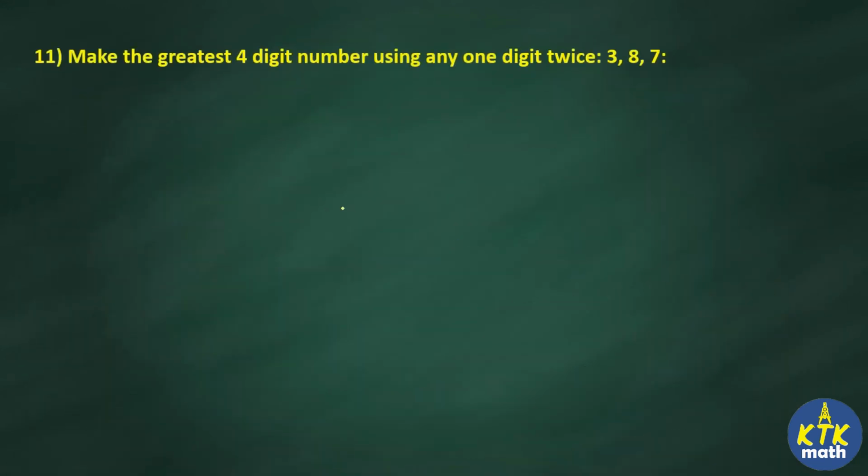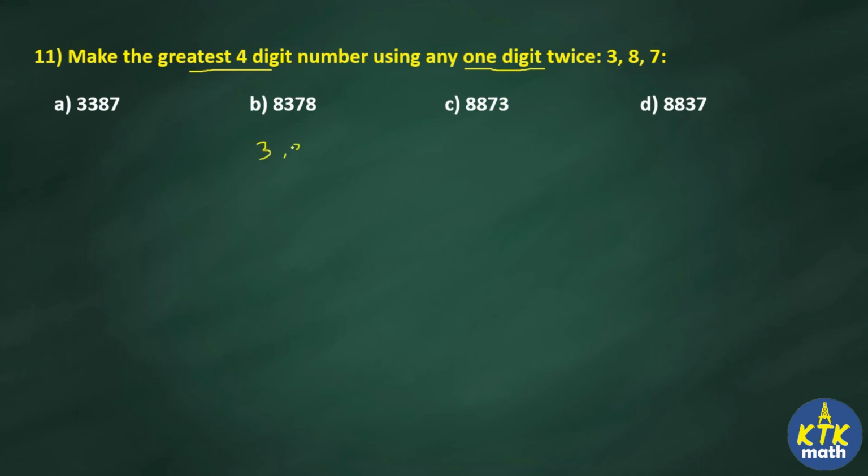Make the greatest 4-digit number using any 1 digit twice. This is what I was telling in the previous question. Here just check out the options first. Greatest 4-digit number they are asking, and they are giving a clue that 1 digit can be used twice. So here the numbers are given as 3, 8, 7. You just arrange the numbers in descending order, that is big number to small number: 8, 7, 3, and whatever number is greatest there, you write that number 2 times. So 8873. In this case also option C is your answer.